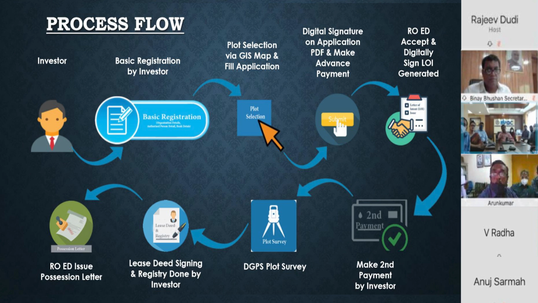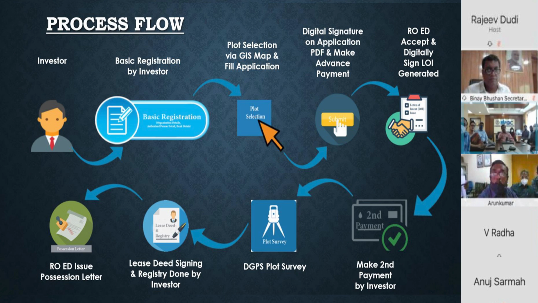Then it is sent to our regional office, where the executive directors digitally sign. If it is above 10 crore, it will be automatically digitally signed and the LOI issued. If it is less, then they will take 7 days to review the project and decide on the land. Once it is decided, the investor will have the option of 60 days within which he can pay. He can pay the full amount the next day also. He will get the demand note.